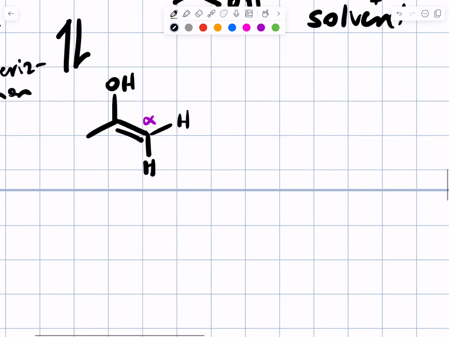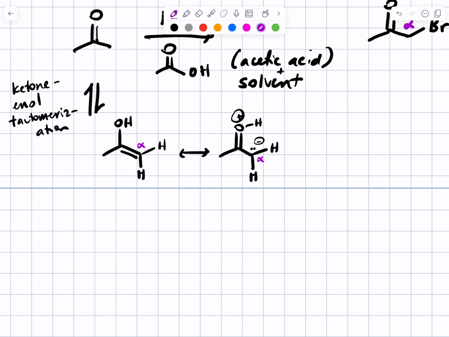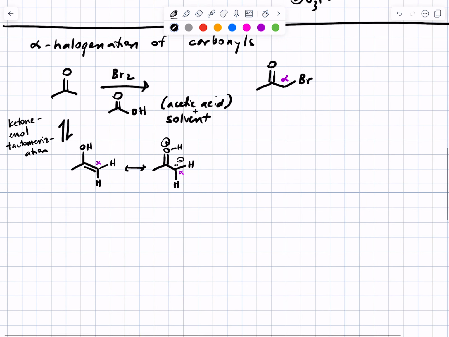One important feature of the enol is that it has the following resonance structure that looks like this, in which there is a negative charge on the alpha carbon and a positive charge on the carbonyl oxygen. You should be able to convince yourself that those are two resonance structures of the same molecule. And so enols are nucleophilic on the alpha carbon.